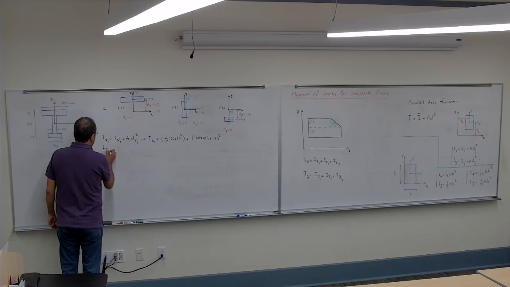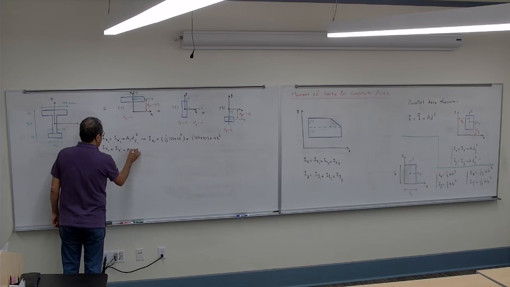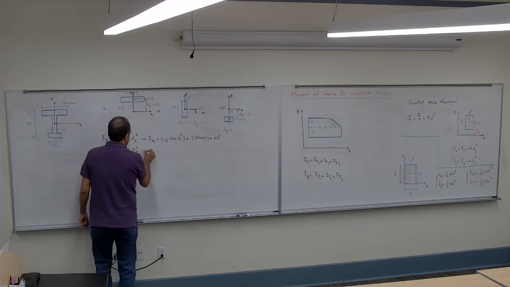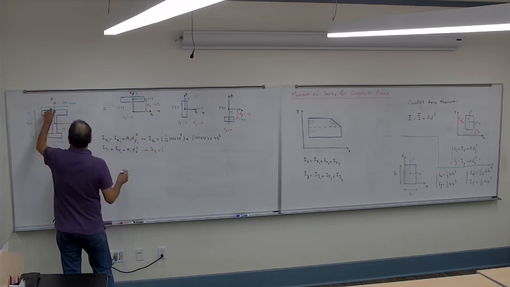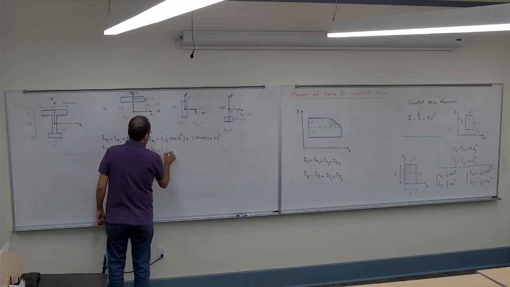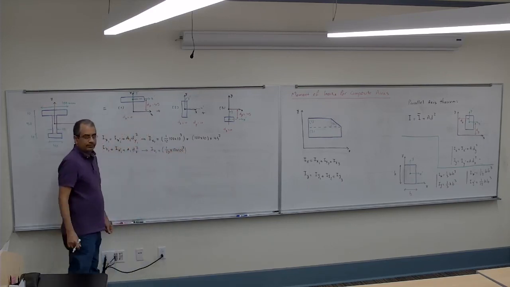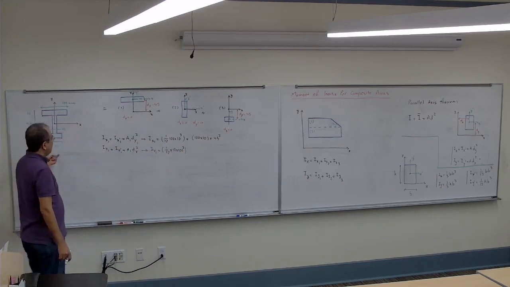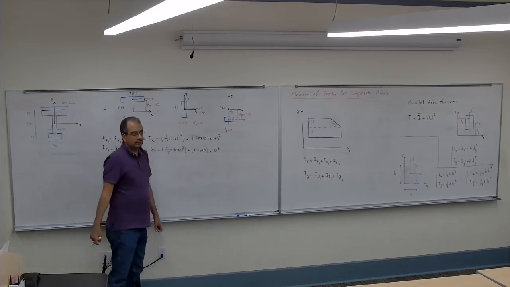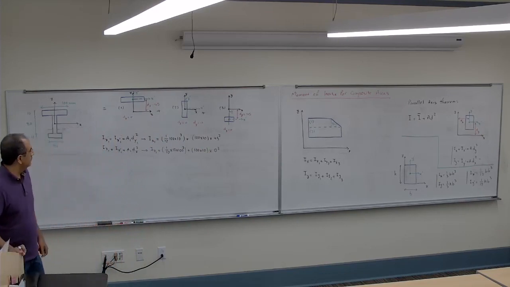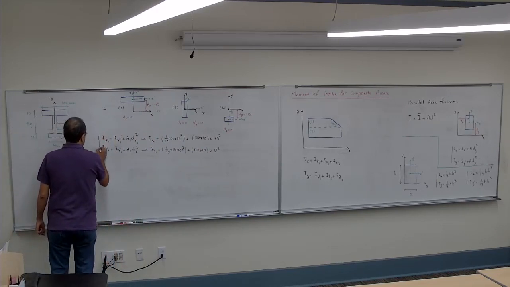I about y for the first one is I about y prime for the 1 plus A1 dx squared. So I about the y1 is gonna be 1/12 of, this time 10 times 100 cubed. And the area, 100 times 10, the distance, 0. So that's the first one. So I have to do that.